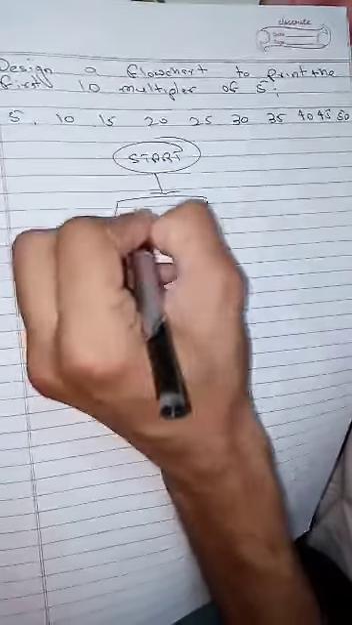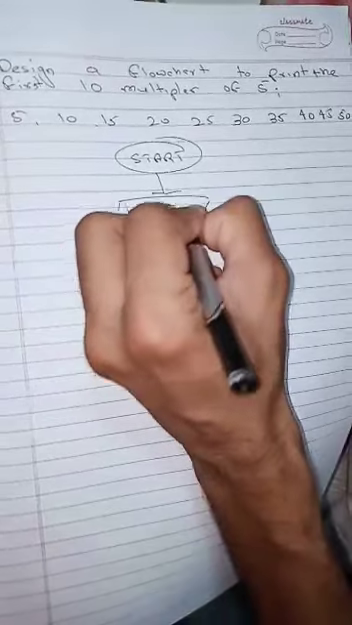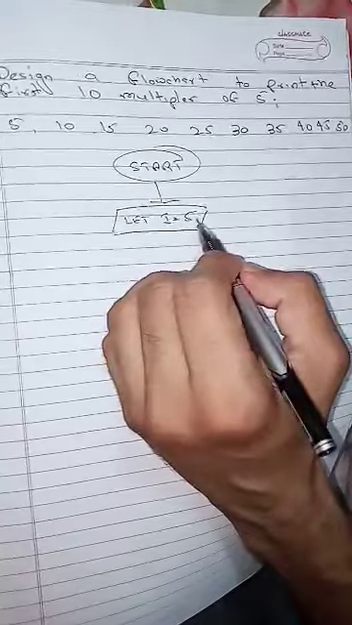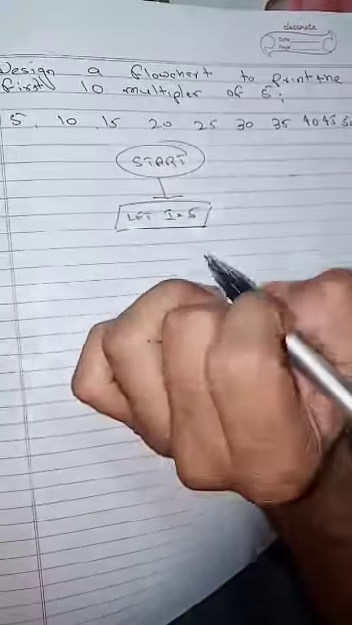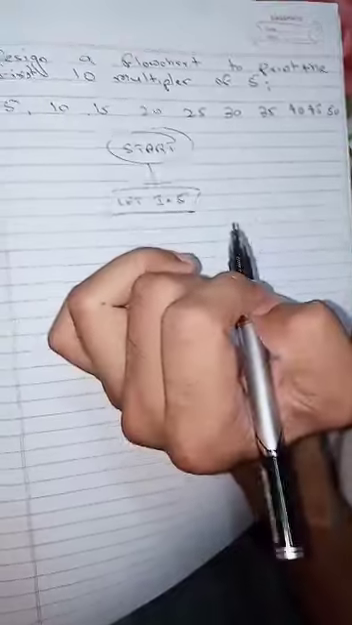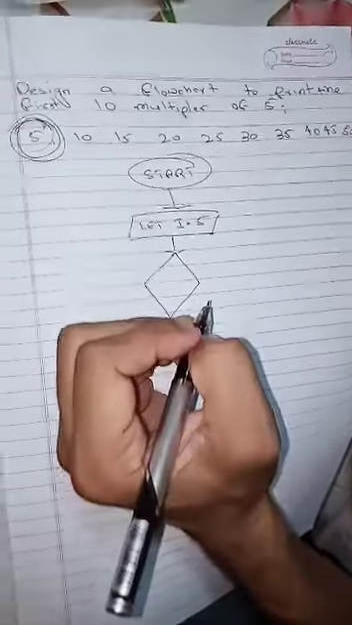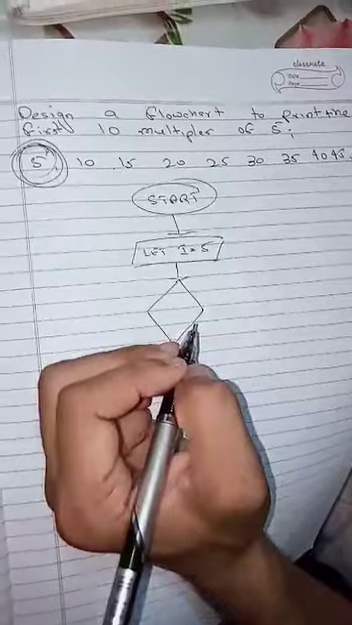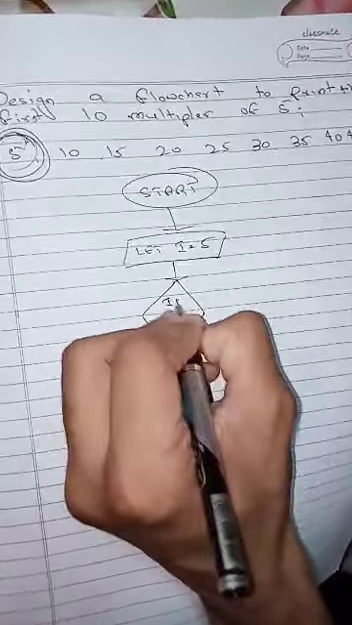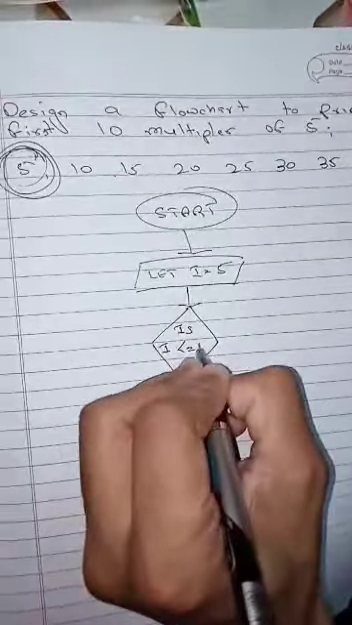Let I equal to 5. Now why am I taking 5? According to the question, we have to print the first 10 multiples of 5. So the first multiple of 5 is 5. And then we will check if this is less than 50 or not, because till 50 we have to go. So is I less than or equal to 50?